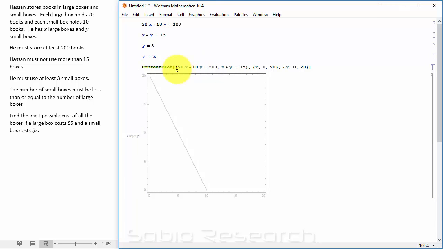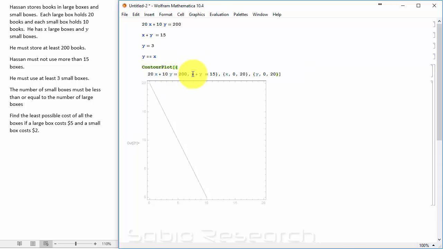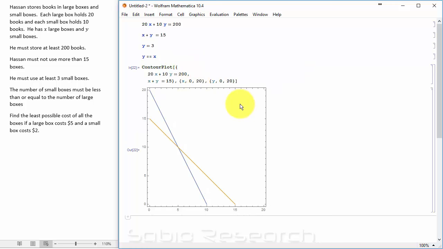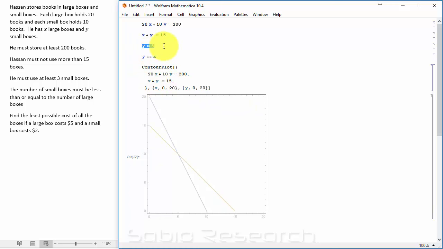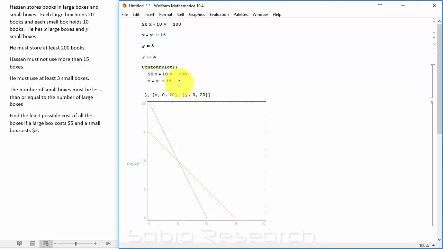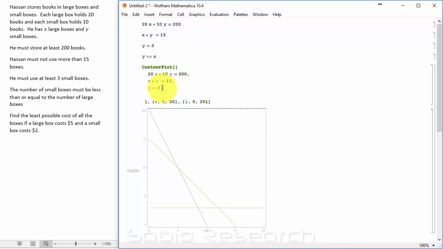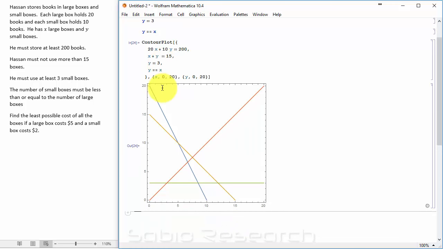It may get confusing, so I will give them each one their own line like this. So you will see this. And then the third one, Y is 3. So I will have it here. Okay, it looks like this. And then fourth, Y is equal to X. So I will do comma and here. So these are the conditions here.